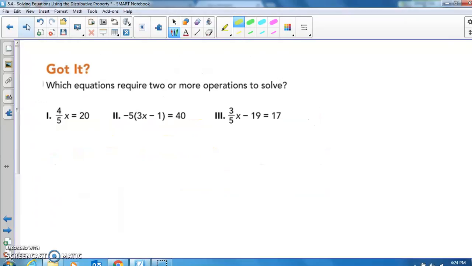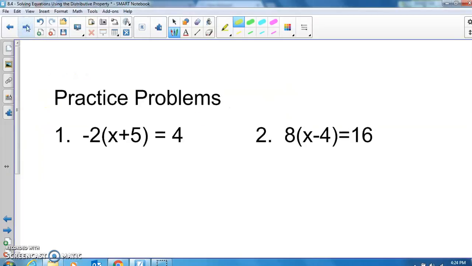All right, second thing, if you'll work these 3. And again, pause the video as you need. Next one, if you'll work these 2 problems, all I'm doing right now is giving you practice.